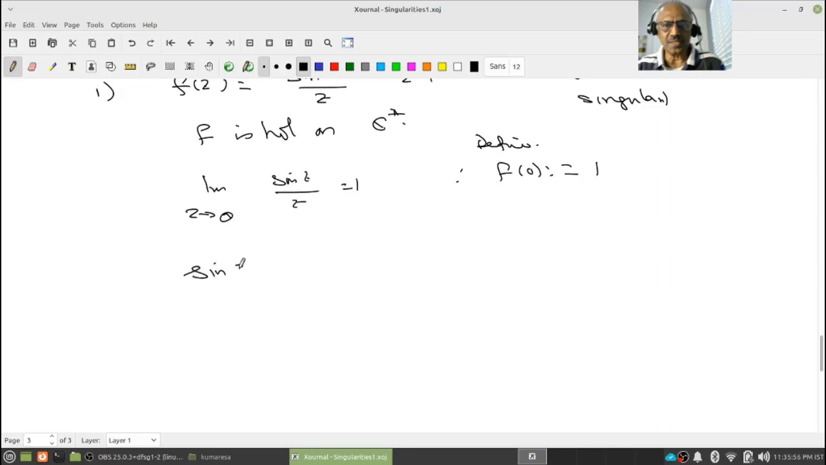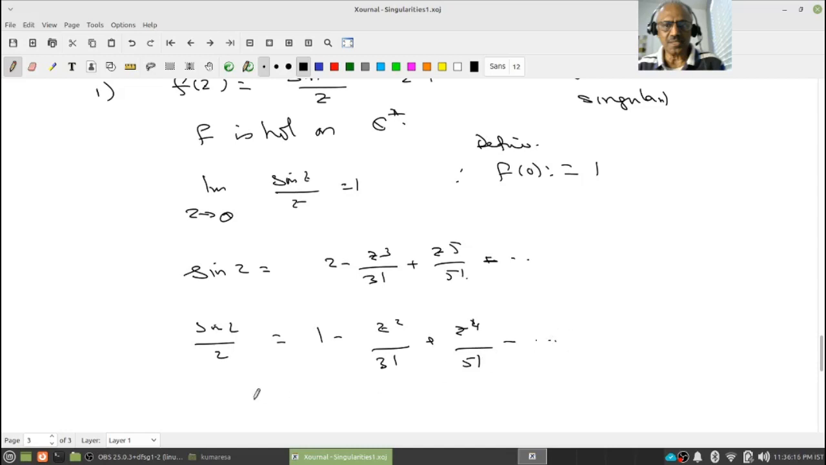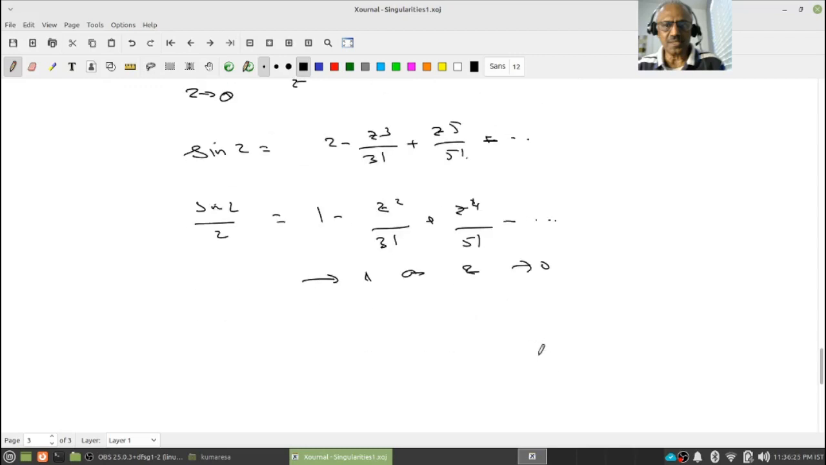But recall sin z starts from z minus z cubed by 3 factorial plus z power 5 by 5 factorial, etc. Therefore, sin z by z is 1 minus z squared by 3 factorial plus z power 4 by 5 factorial, etc. Therefore, this goes to 1 as z goes to 0. Do you follow that? Therefore, limit z goes to 0 of sin z by z equal to 1 exists. Therefore, z equal to 0 is a removable singularity.